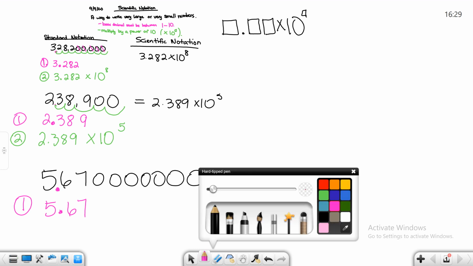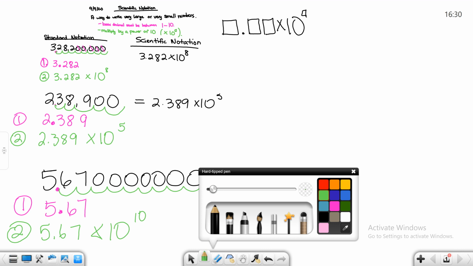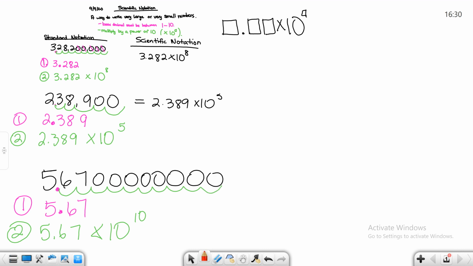And my second step is to count how many digits are after that decimal. So I'm not counting zeros, I'm counting place values. 1, 2, 3, 4, 5, 6, 7, 8, 9, 10. So I would write that as 5.67 times 10 to the power of 10. And again, one of the biggest mistakes that students make every year is that we count zeros, and that is not correct. So again, I'm just going to write a note on there.